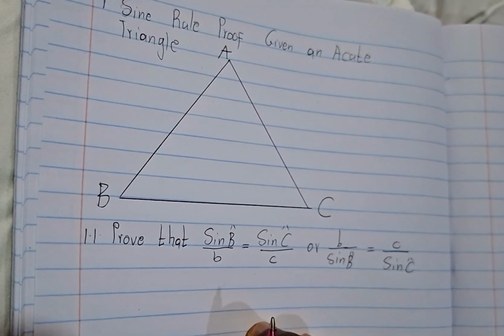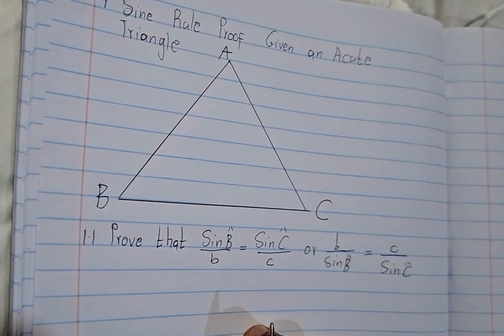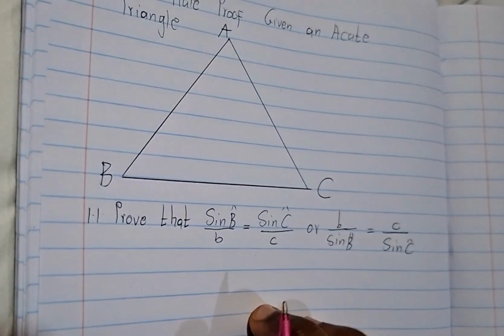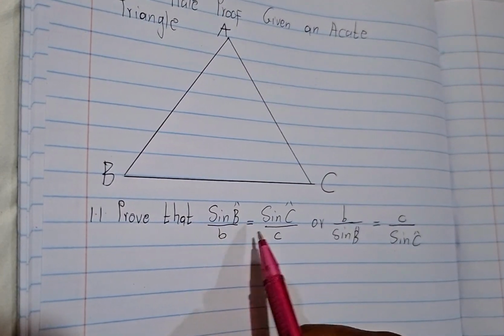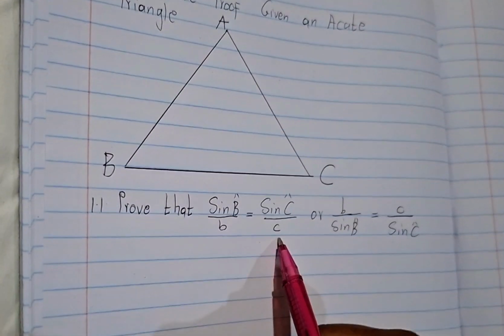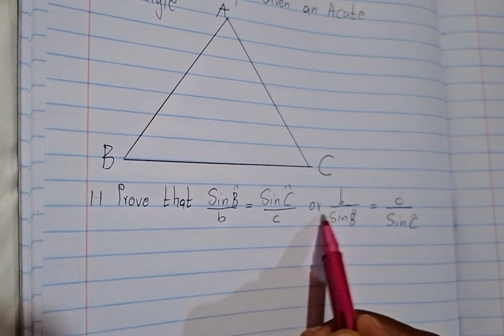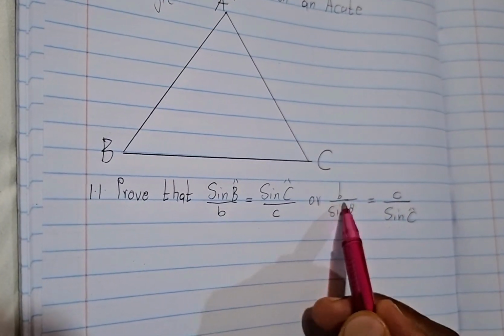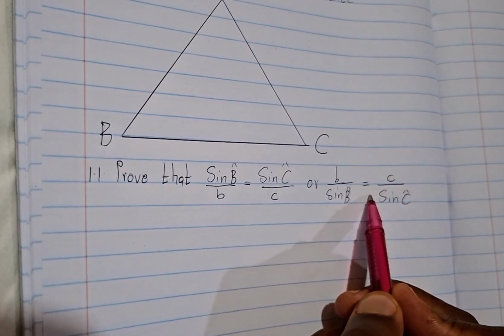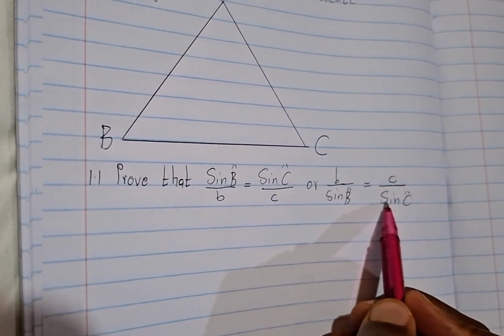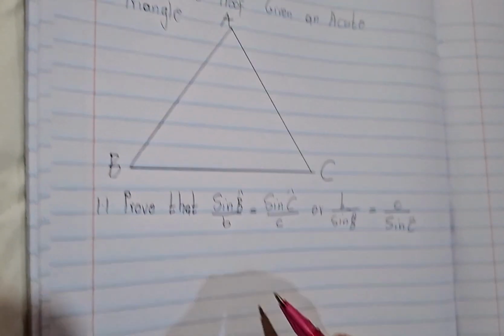Now we have a question. They say, sine rule, given an acute triangle. We must prove that sine angle B divided by B equals sine angle C divided by C, or, which is the same, B divided by sine angle B equals C divided by sine angle C. So what should we do?